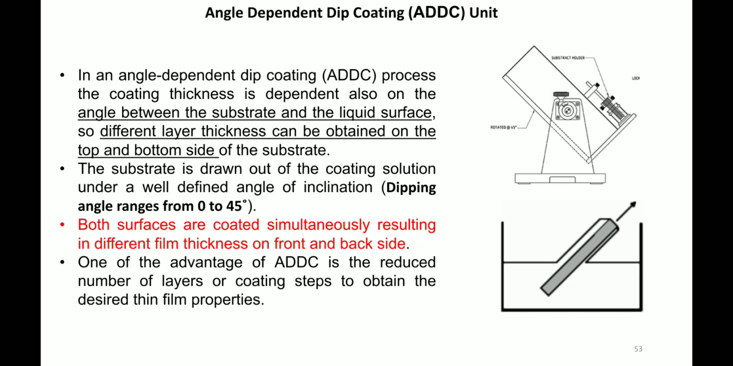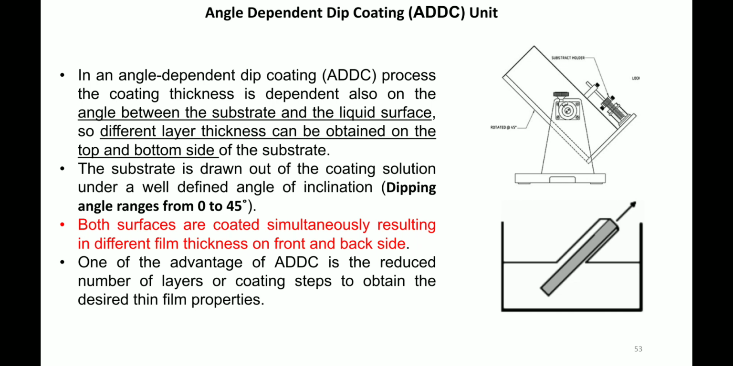As I said, the advantage of the dip coating process is that you are getting the coating on both surfaces of the substrate, not only the top. But if it is exactly vertical, then the thickness on both sides will be equal. But if you do the dipping and withdrawal at a particular angle, then the thickness you get on the top and on the back side is different.